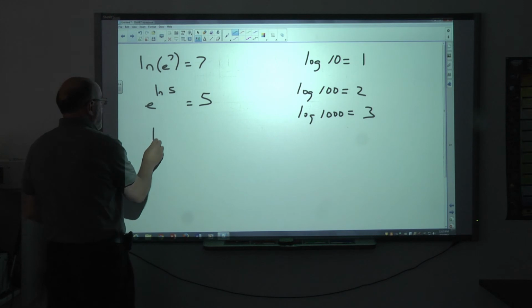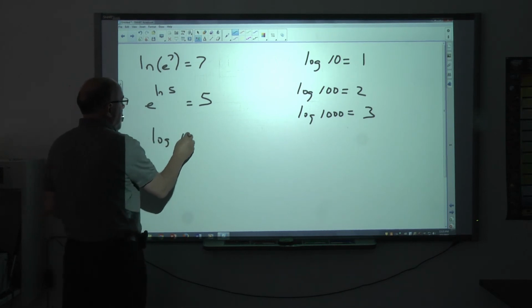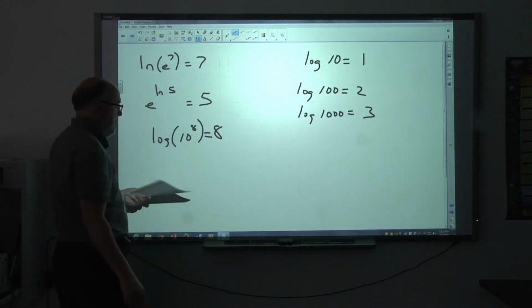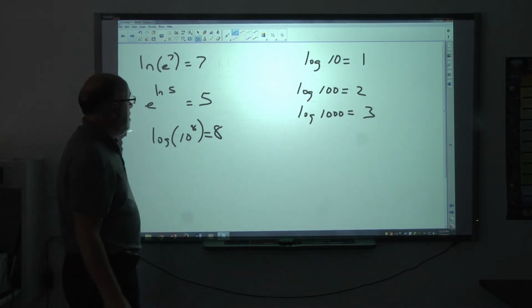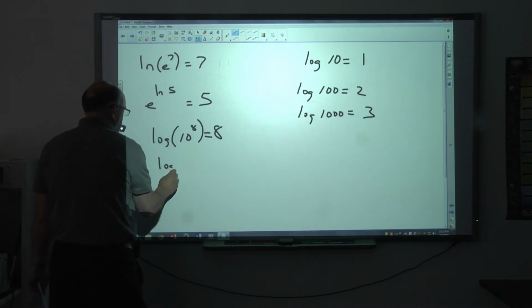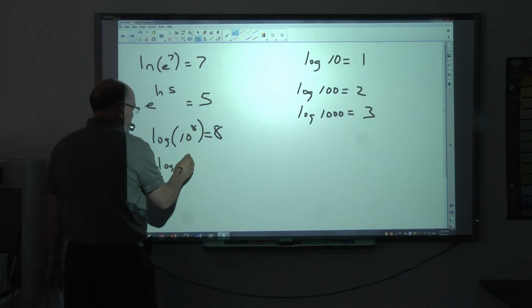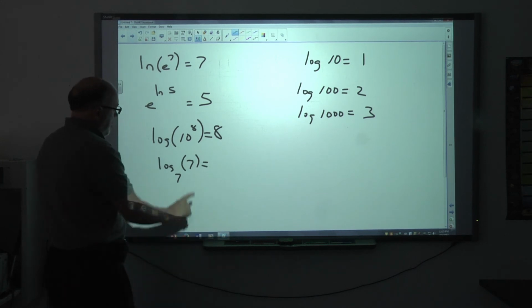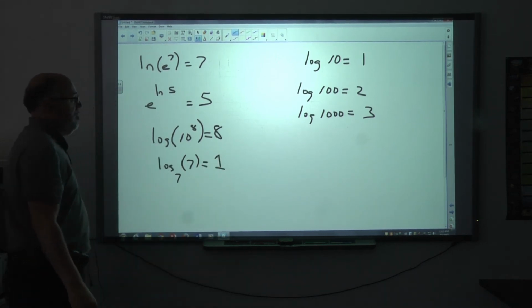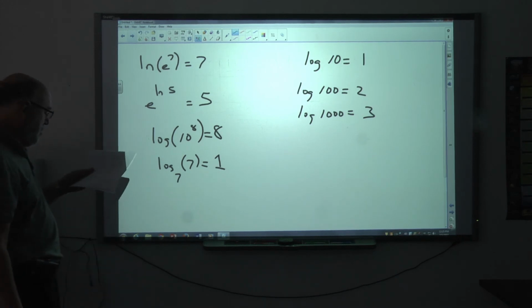And so if I did the log of 10 to the 8, we would end up that this would be 8. Right? If I did log base 7 of 7, so if these two numbers agree, then it'll be 1. And so you can do log of other numbers besides 10 and e.